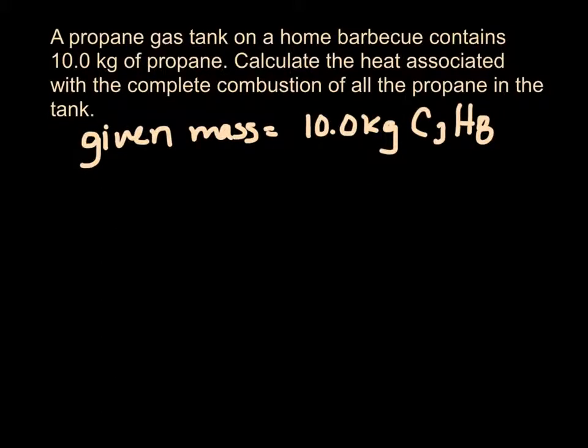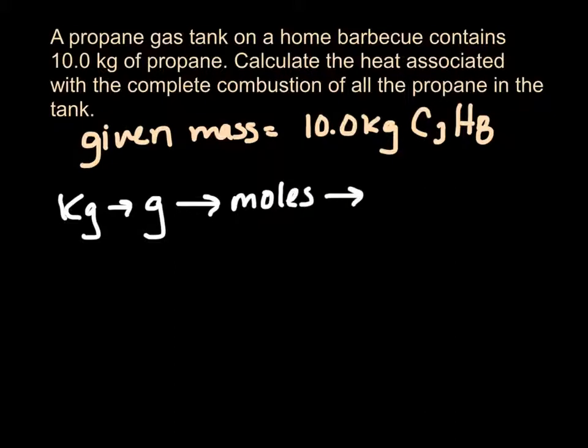So what's our plan to get to the heat associated? Because that's what we're looking for. We're looking for the heat. So first thing, you're going to have to convert those kilograms to grams. And because our enthalpy is kilojoules per mole, we're going to have to go from grams to moles, so that's our molar mass of propane. And then from there, we can find our kilojoules from the 10 kilograms. So take a moment, find the molar mass of propane.